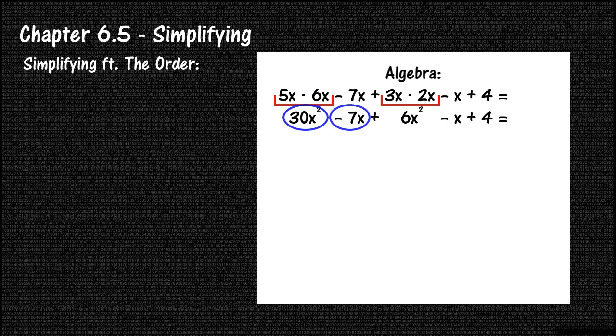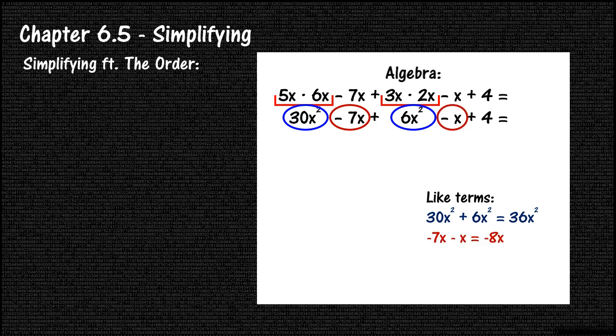Although the 30x squared and the minus 7x have an x in common, they are not like terms, which means we cannot add the two together. But we can simplify 30x squared and the 6x squared into 36x squared. And we can even simplify minus 7x and the minus x into minus 8x, which means that our final answer is 36x squared minus 8x plus 4.